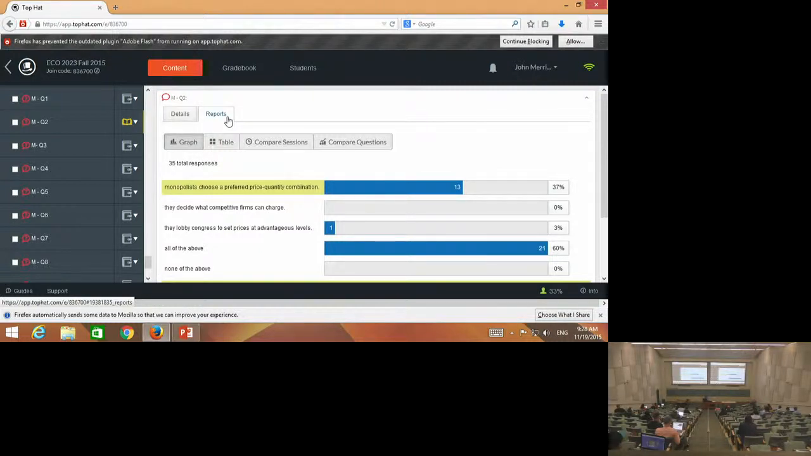Congress doesn't set their prices, and they decide no. Price maker. I mean, there aren't competitive firms, right? Monopolies don't decide what other firms can charge. So, anybody want to fess up on why they thought more than the first one was attractive and went for all of the above?